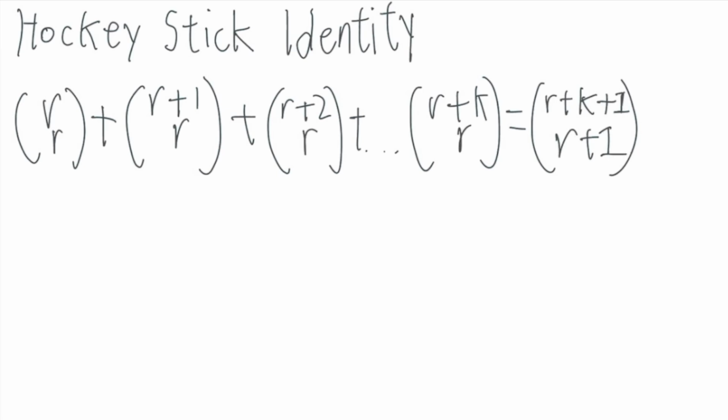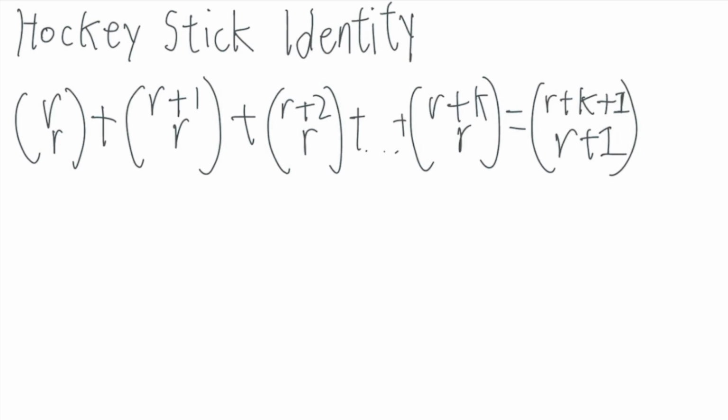If we start with R choose R, and then continue adding terms, so R plus 1 choose R, R plus 2 choose R, until some finite limit k, R plus k choose R, that's equal to R plus k plus 1 choose R plus 1.